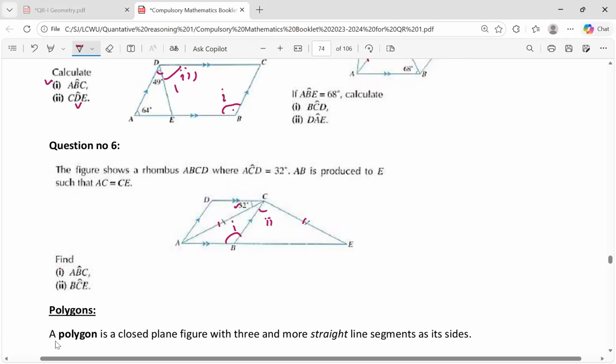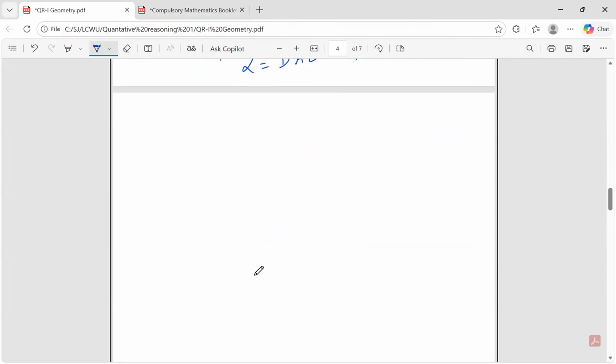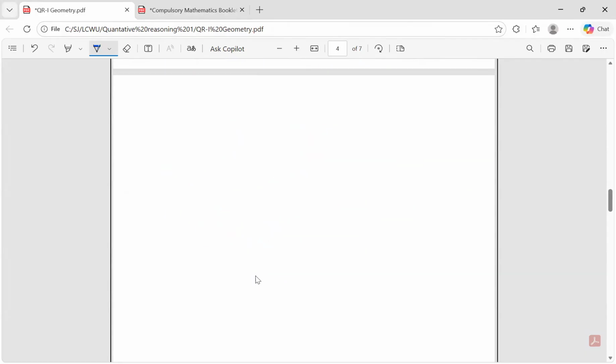Now, since the figure is a rhombus, let's draw it on the second page so that we could do it a bit more easily. This is question 6. We are given a rhombus ABCD with diagonal. This angle is 32 degrees.